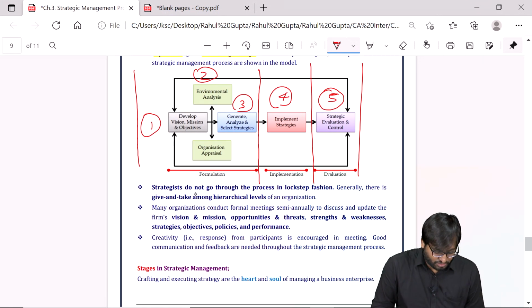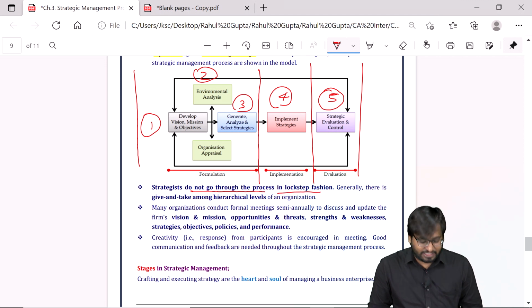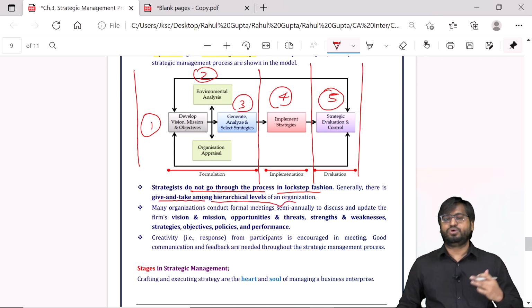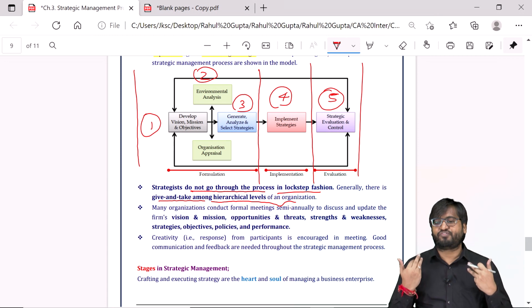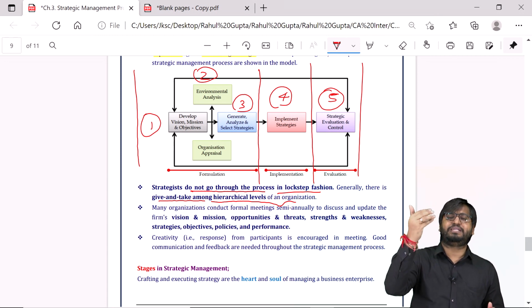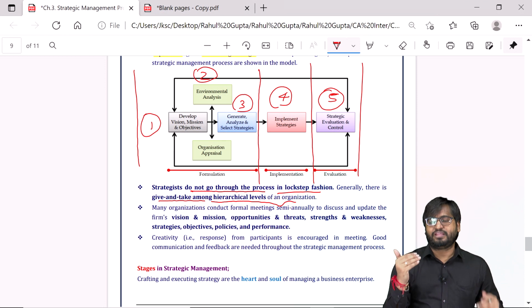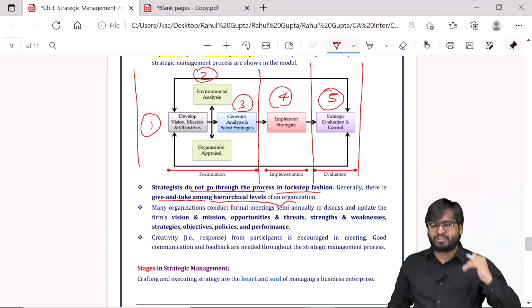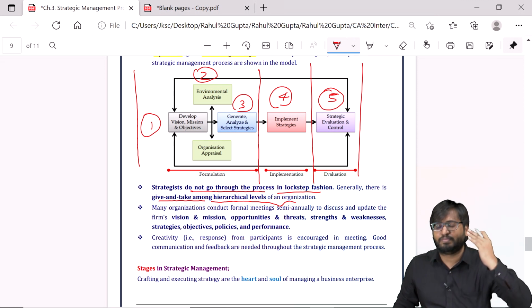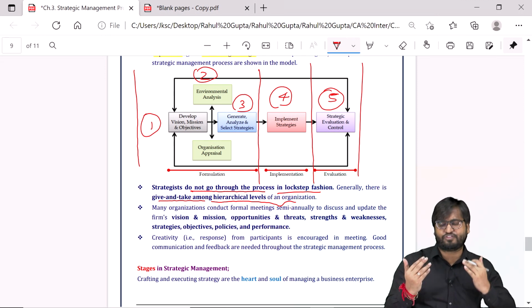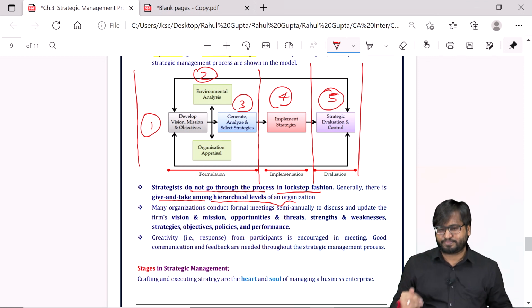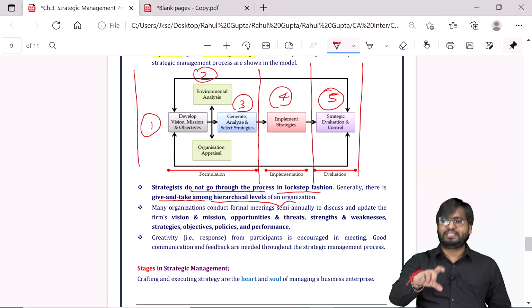Strategists do not go through the process in lockstep fashion. Generally, there is give and take among the levels of the organization. So we will take suggestions, we will take feedback. Corporate level managers will take feedback and suggestions. They will discuss with the business level managers. Business level managers will also give their suggestions to the top level management. So there is a give and take, an exchange of information between the different levels of management. This is called give and take.